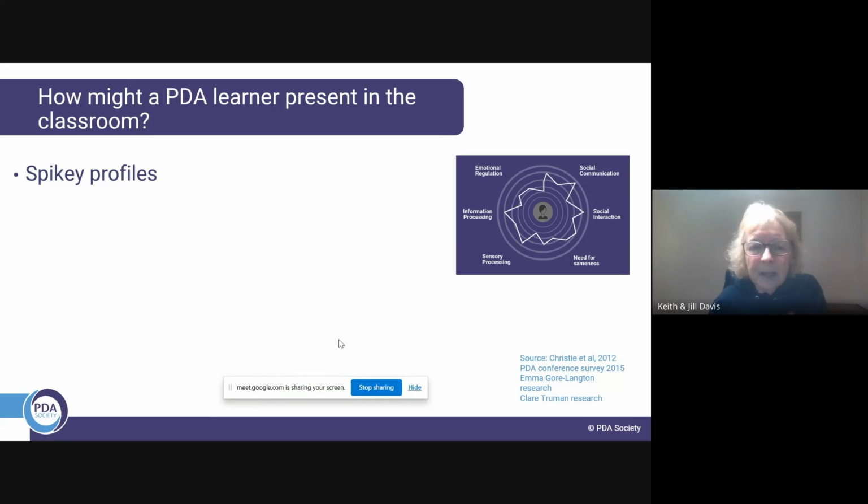Now, what you will see is a very, very spiky profile, which I'm sure all of you have heard about, but can be quite elaborate with our PDAs. And this is both cognitively, socially, emotionally. So they'll have different sets of needs that need to be considered. So strengths in some areas, but other areas where they're going to find things more difficult.